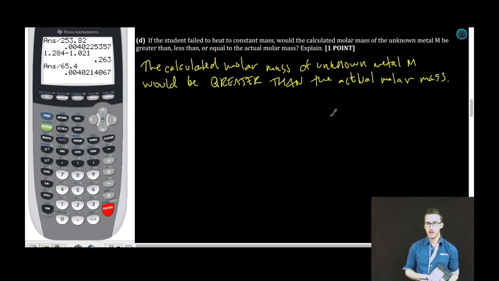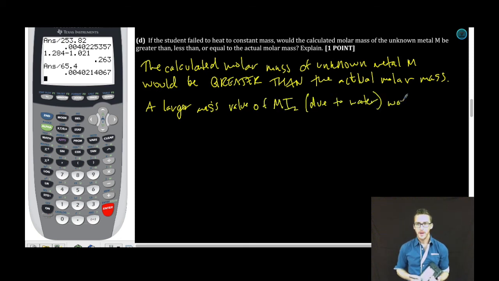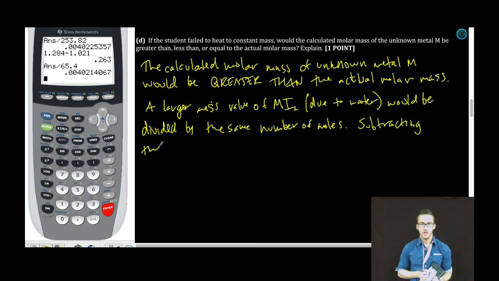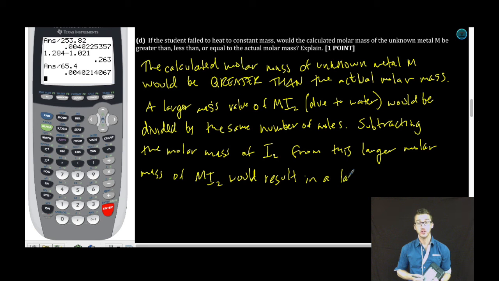Now we need to explain. Again, directly reference back to B part I. A larger mass value of MI2 due to water would be divided by the same number of moles. Subtracting the molar mass of I2 from this larger molar mass of MI2 would result in a larger molar mass for unknown metal M. Boom!